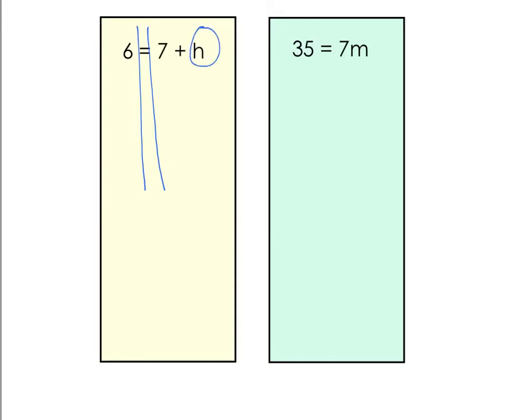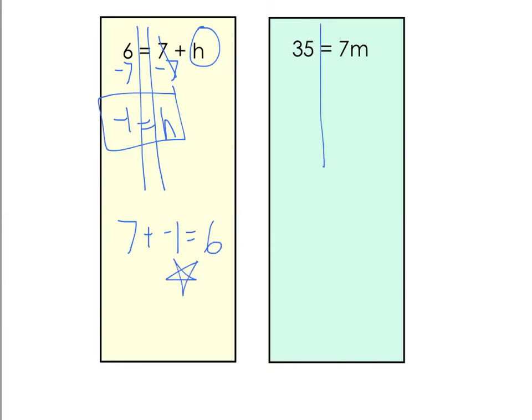We circled our variable, we said it's added to 7, so we're going to do the inverse, which is subtracting 7, canceled out on the right side. On the left side I get -1. We can check that by saying 7 plus -1 is equal to 6. Okay, let's check the next one.